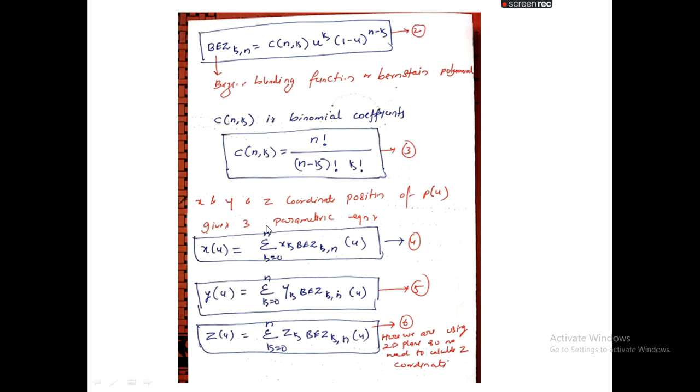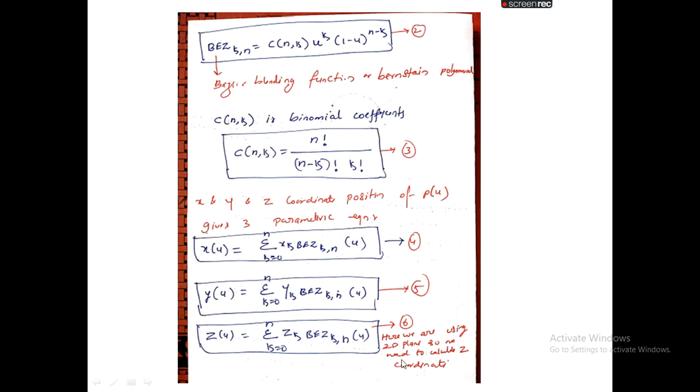Then I replace P of u with x of k and the blended function B k comma n of u. So you see that I replaced only P of u with x of k. Similarly, I replace P of u with y of u. Then I get y of u equals sigma y of k times the blended function. Here I wrote x of k, here I get y of k. This is with respect to the y axis, and z of u is with respect to the z axis.